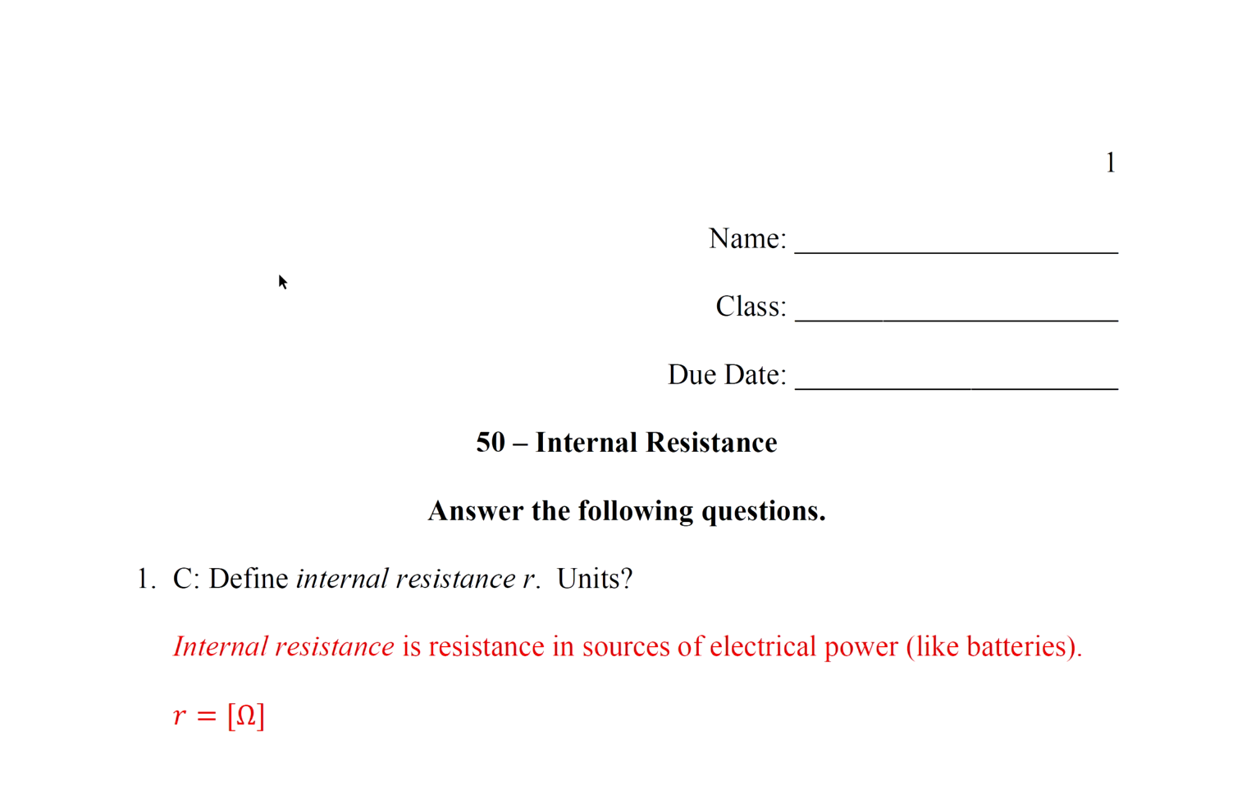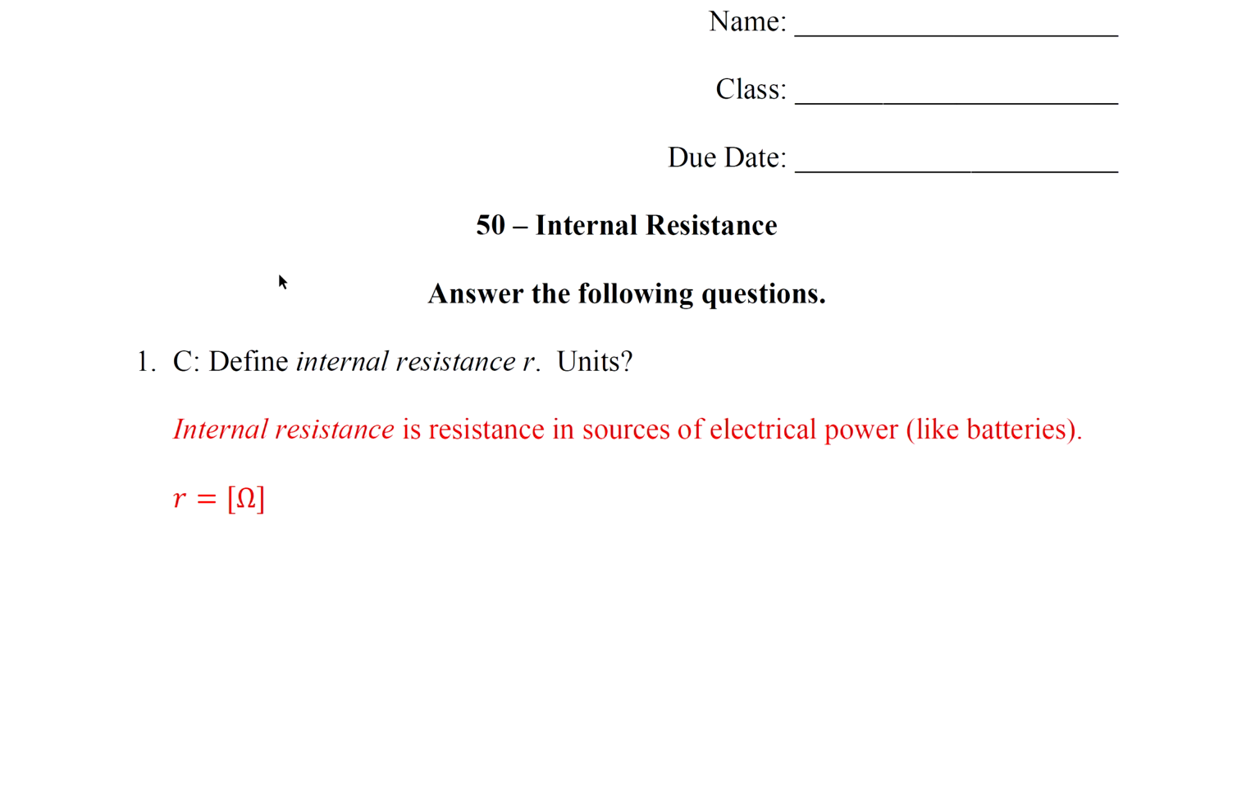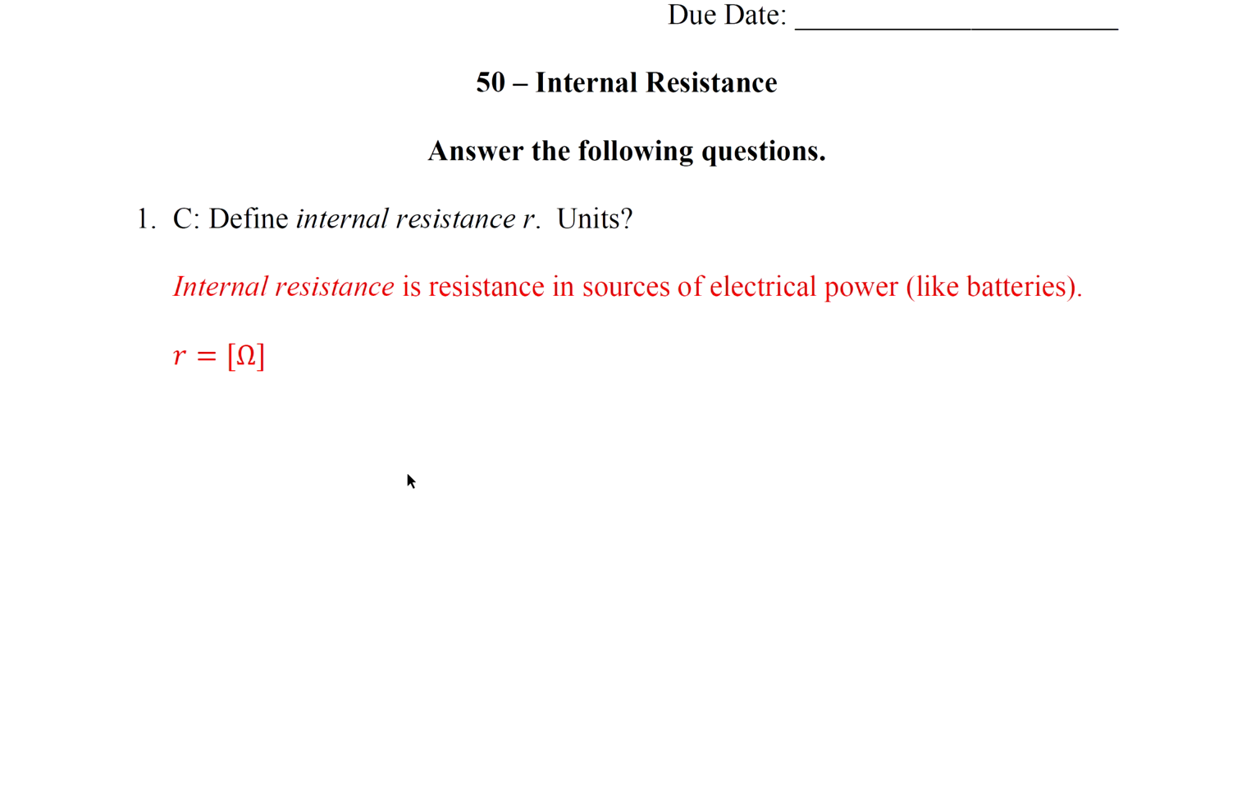This video is on internal resistance. Question 1. Define internal resistance r, and give its units. Internal resistance is resistance in sources of electrical power like batteries. It has units of ohms, just like big R.